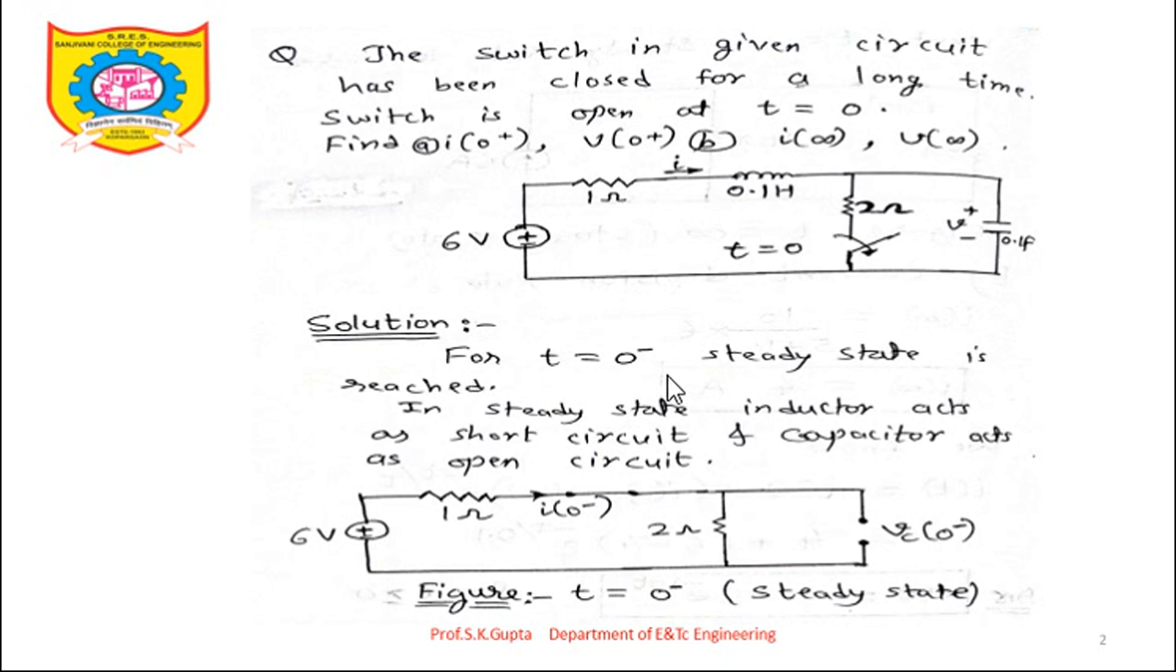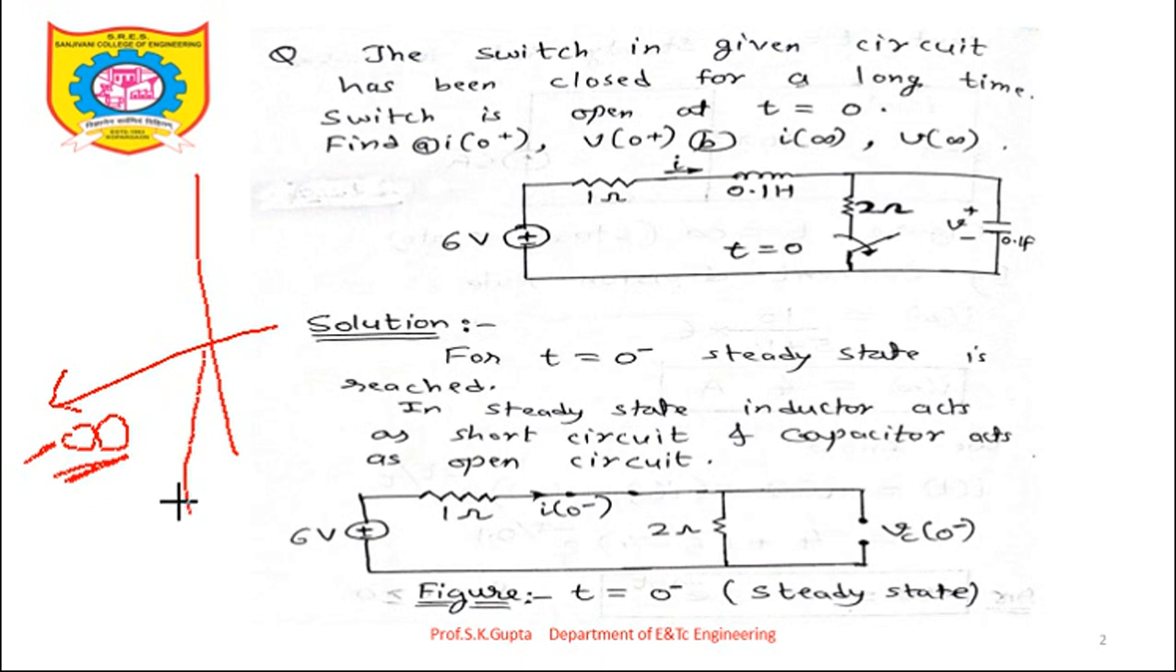So for t equal to 0 minus, the switch was closed at t equal to minus infinity. Initially the switch was there and we have a circuit and the switch was closed at t equal to minus infinity. So when I reach up to t equal to 0 minus, I have steady state. The switch is still connected and I have steady state. And in steady state, inductor acts as short circuit and capacitor acts as open circuit. Okay, so this is the circuit diagram. In steady state, inductor acts as short circuit and capacitor acts as open circuit. So we are left with this diagram.